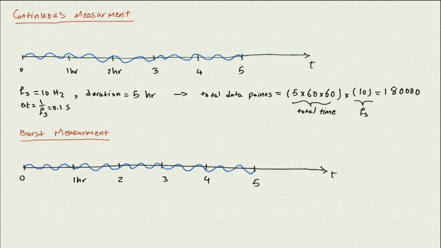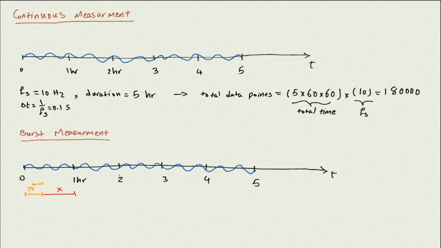If you want to measure over the 5 hours, in this case, we will set up our instrument, but we don't tell it to go ahead and start to measure continuously. Instead, we tell it, okay, start at time 0, and for example, go for 20 minutes, measure data for 20 minutes. And then go to sleep for about 40 minutes, just do nothing.